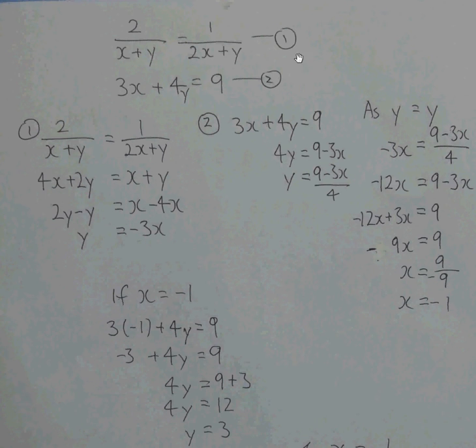Okay, this first one solved. And this one is easier to work with. Just need to find y. Okay, again, here we bring over x, and then we divide by 4. And we've got our y. So as we know, y is equal to y. Negative 3x is equal to 9 minus 3x over 4. So we just cross multiply, and we have x is equal to negative 1.